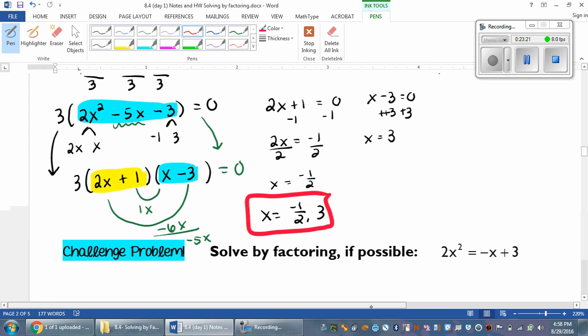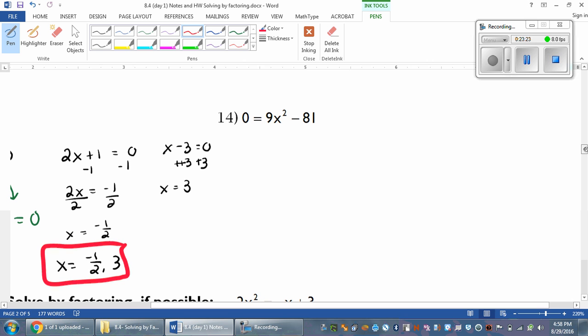All right, last question, number 14. Again, if you recognize, the right-hand side is not factored, so we're going to have to factor it. Same rule of thumb. Check for GCF first. Let's go ahead and drop down the 0. You recognize both are divisible by 9. You're going to divide by 9 and be left with x squared minus 9.